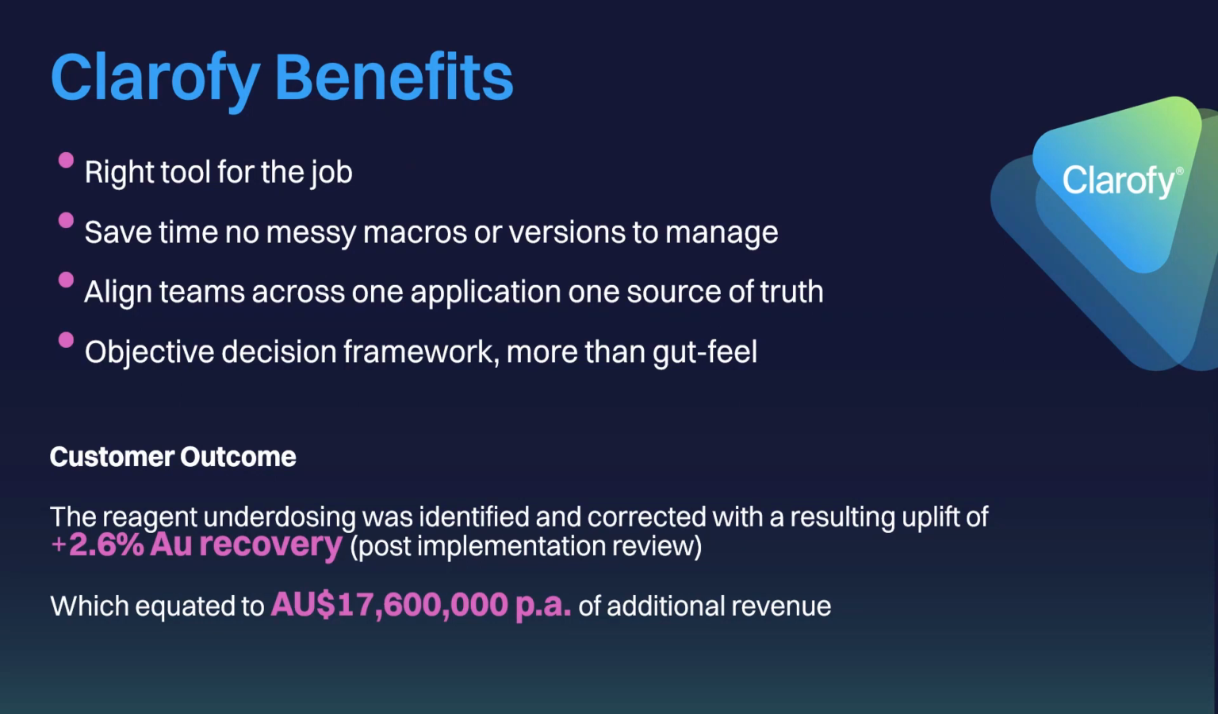As I said, this particular customer, we did an implementation. We did a trial, and the actual uplift was so much more than we recommended. It was actually 2.6% increase in gold recovery, which ended up equating to $17 million per annum of additional revenue. So very happy customer there. And you can see from the steps that we took that it wasn't onerous to do that stuff. It just needed a methodology, and we had to go back and forth to make sure that we got everything right.